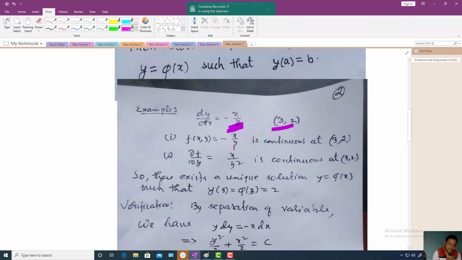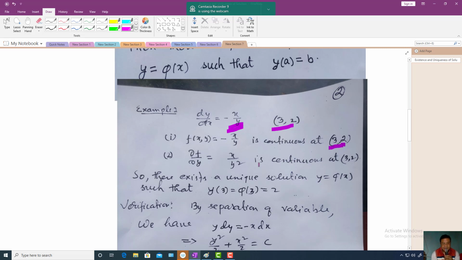This function is continuous if y is not equal to 0. At every point where y is not equal to 0, this function is continuous. When y is equal to 0, it is something divided by 0, which is undefined, so the function is not continuous. Here y is equal to 2, so y is not equal to 0, and this function is continuous in an open neighborhood of the point (3, 2).